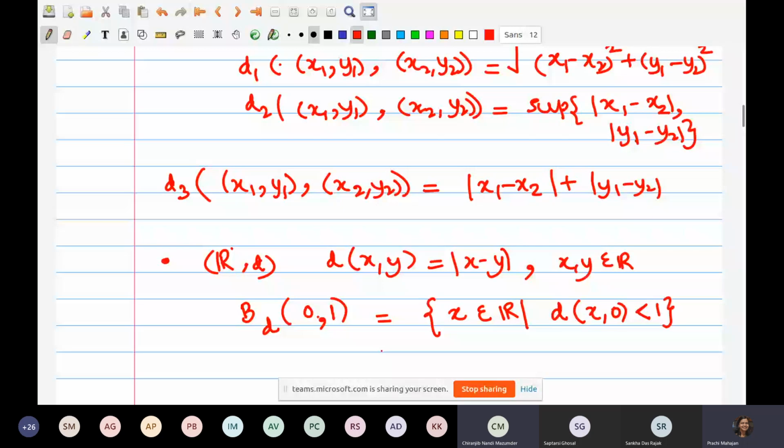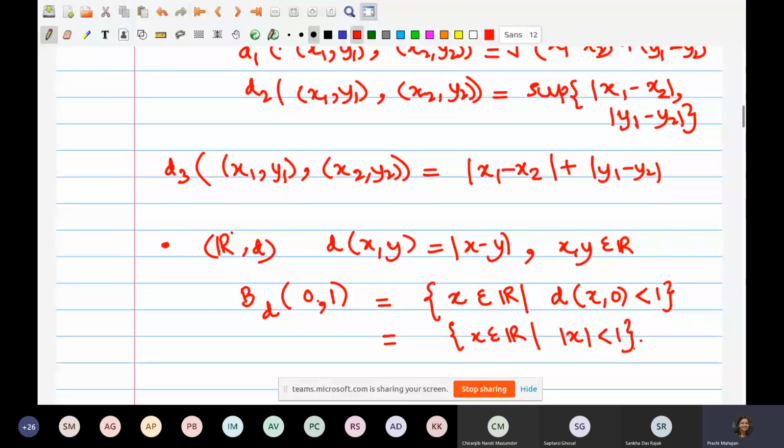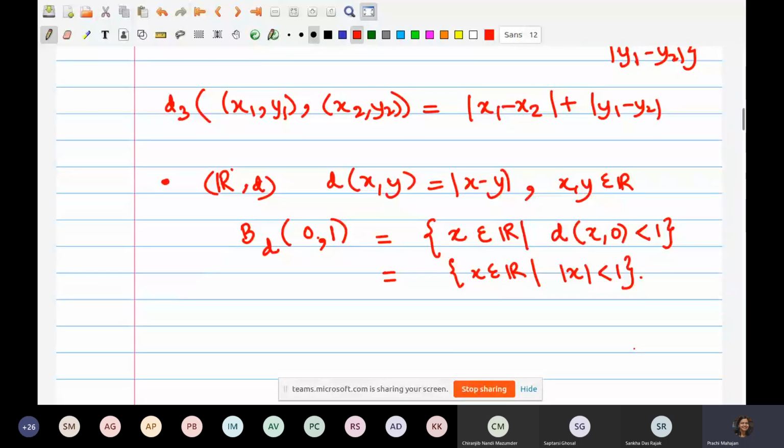Yes, ma'am. So by definition, this is all points on the real line such that the absolute value of x is strictly less than 1, which means it is exactly the interval minus 1 to 1. So the open ball around origin of radius 1 in the Euclidean metric is actually the interval minus 1 to 1. Is that correct?